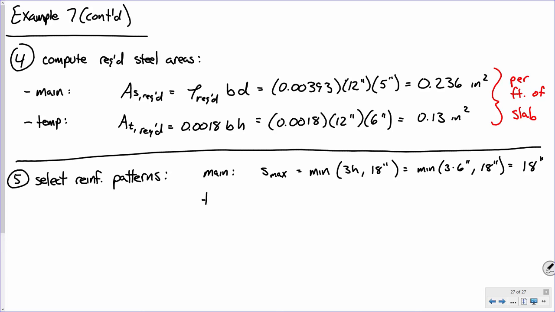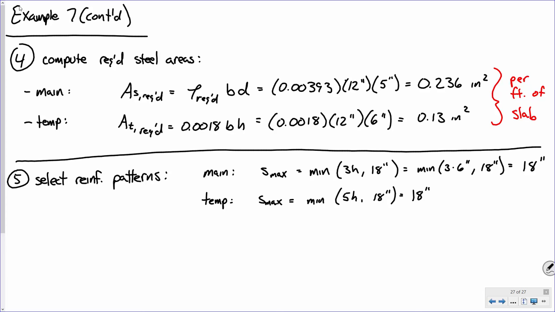And then for temperature steel, S max is the minimum of 5H and 18 inches. Keep in mind, temperature steel is not as big a deal in terms of safety. I mean, we can space that steel out a little bit further. But I think you should be able to look at that and just see it's going to be 18 inches.